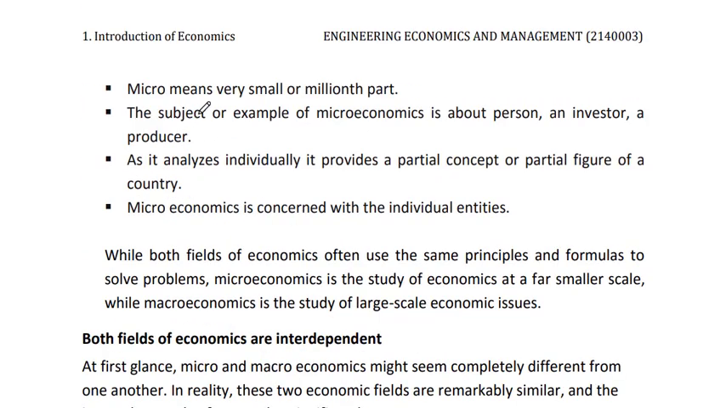Micro means very small, or a millionth part. Millionth part means 1 upon 1 million. So the subject of microeconomics is about a person, an investor or a producer. Particularly one person, one investor, one producer, or maybe 2 to 3 producers. Small.